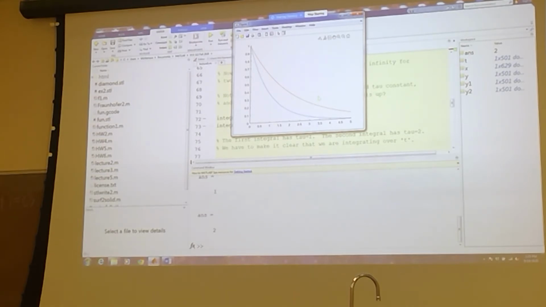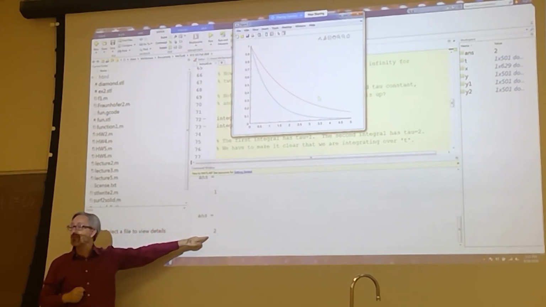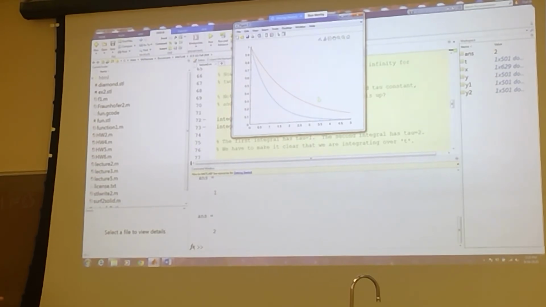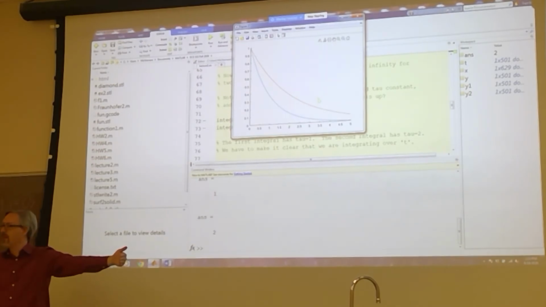Well, let's take this one step further. I can get the value for tau is 1. I can get the value for tau is 2. What's the value for tau is 3? What's the value for tau is 7? Why not make a plot of this integral versus tau?